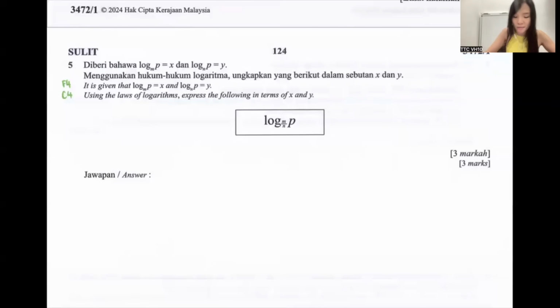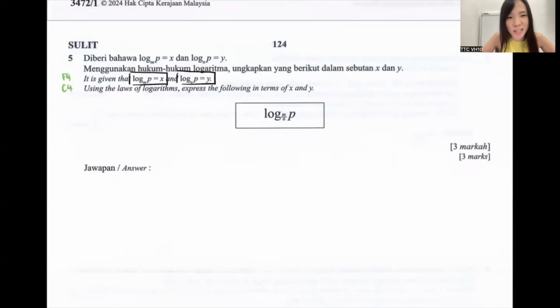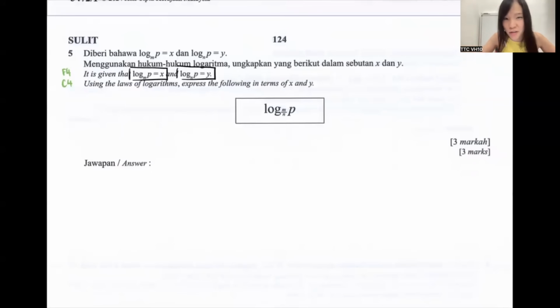So the question says, it's given that log_M P equals X. Okay, I can see that. log_N P equals Q. Okay, log_MN P equals Y. I also can see that. Then the question says, using the laws of logarithm, that means using logarithm formulas, express the following, this one, in terms of X and Y. How do I do it?